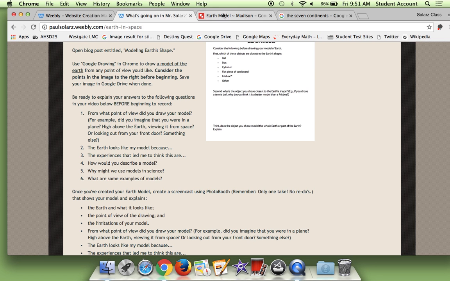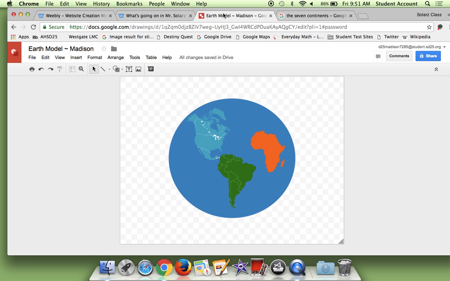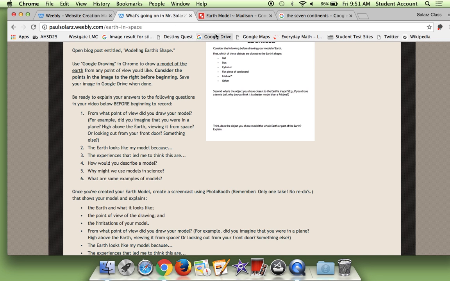How would you describe a model? A model is like a picture or a video that represents something. So this is a model of the Earth, so that represents the Earth, and then stuff like that. And the next question is, what are some examples of models?